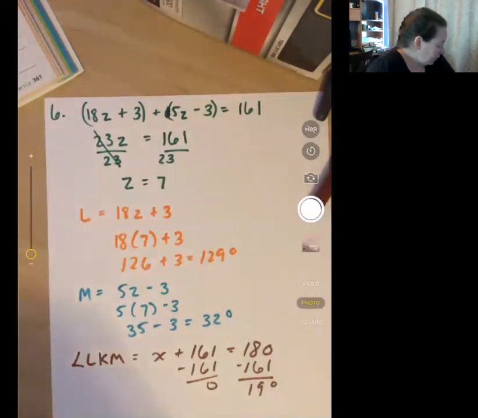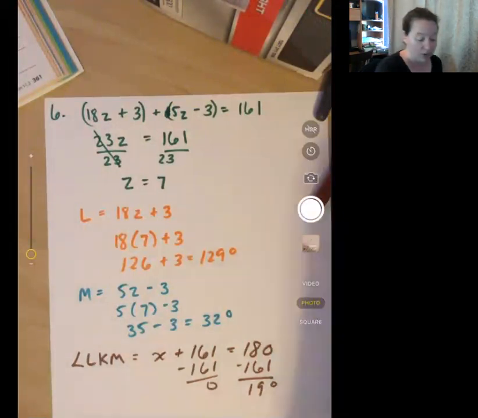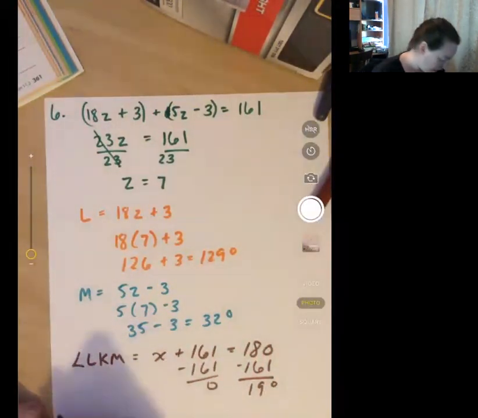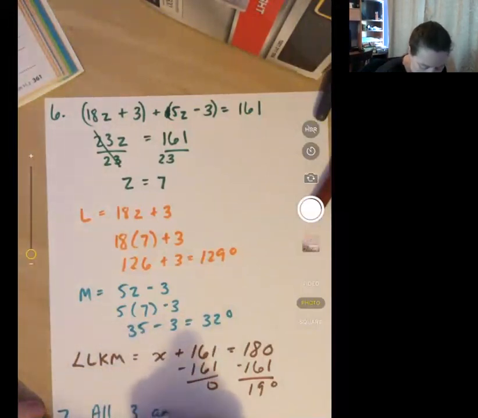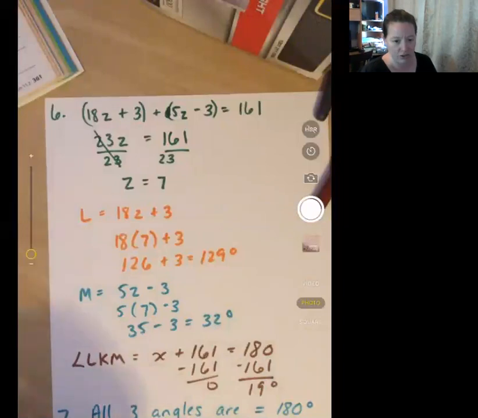Number 7, describe the relationships between the measures of angles in a triangle. All they want there is all 3 angles are equal to 180 degrees.